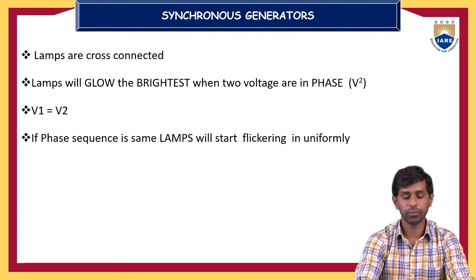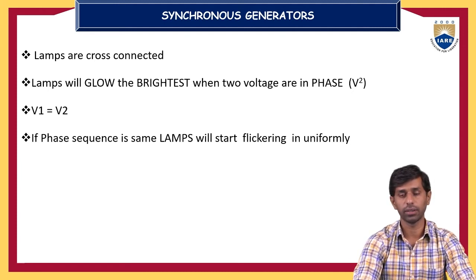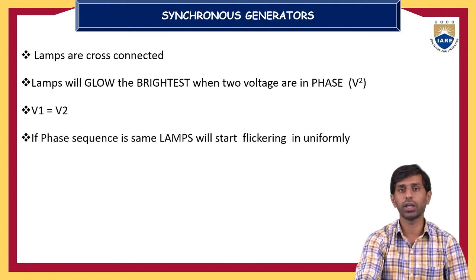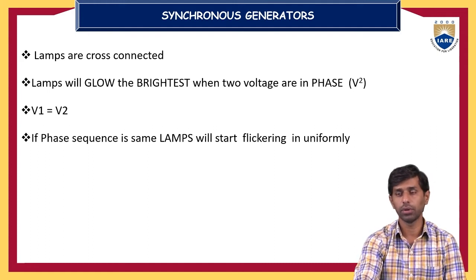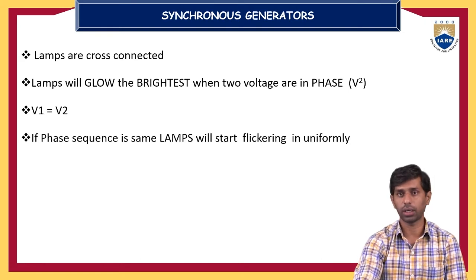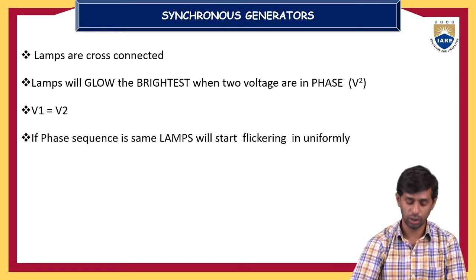If the phase sequence is the same, the lamps will start flickering uniformly. You have to decrease the flickering rate of the lamps by adjusting the speed of the incoming alternator, which is going to be connected in parallel with the bus bar system. If the phase sequence is not right, then the lamps will not flicker uniformly. They will flicker alternately, one after another. So you have to check whether the phase sequence is right or wrong. Once you identify that, you can correct it. Then all the lamps should be flickering uniformly.